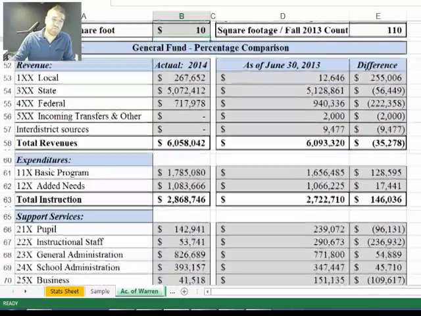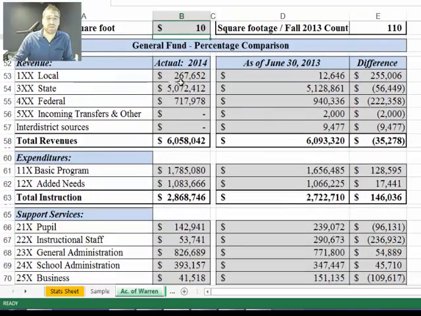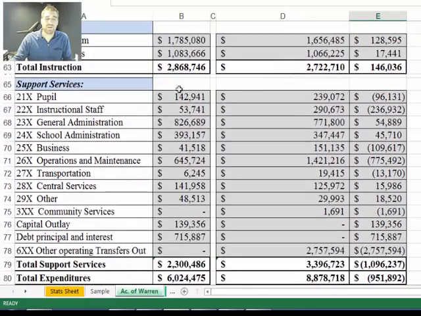So the next page is just a list of the breakdown of all the funds, or the revenues and expenditures, and year to year you compare this to June 30th, 2013 and 2014, and then the difference. So these are all pretty standard. I'm sure you've seen all this.